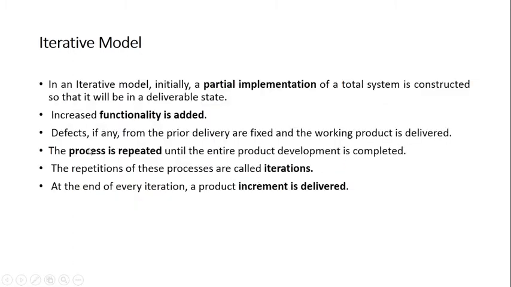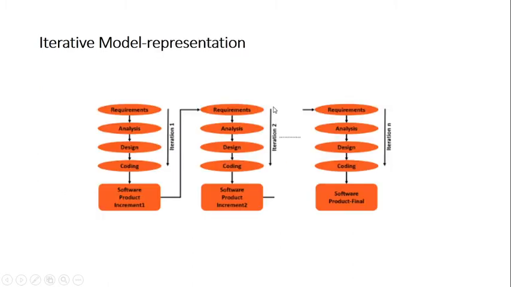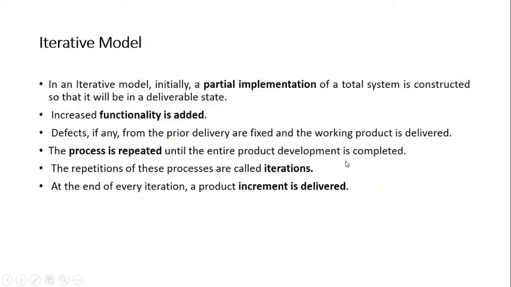So it is said that if there is any defect, we keep on fixing it and deliver it in the iteration. The process is repeated until the entire product development is completed. So we can have n number of iterations. These iterations are not fixed. It may take 10 iterations, it might take 50 iterations, it might take thousands of iterations. This is not fixed. That depends upon the customer's requirement. And finally, once all the iterations are developed, we say our software is finally developed.